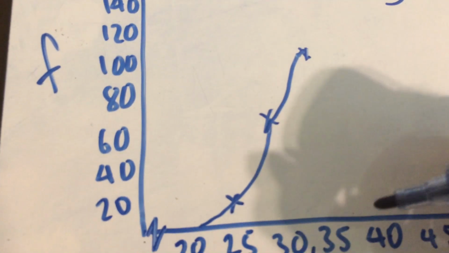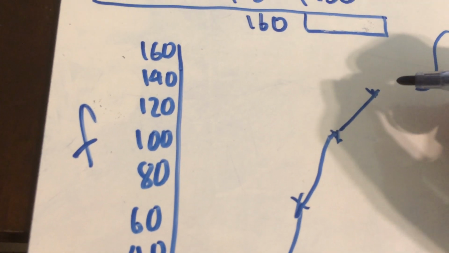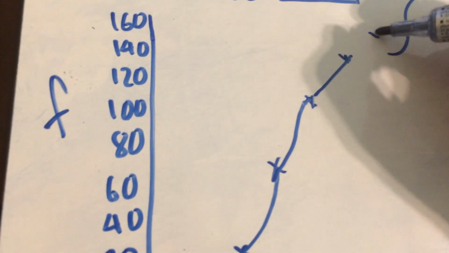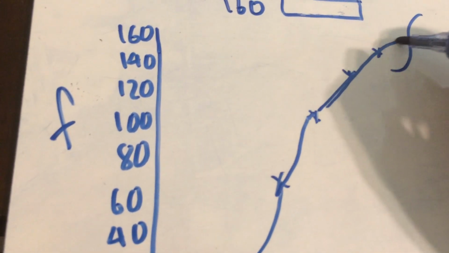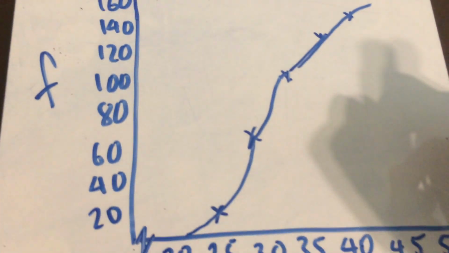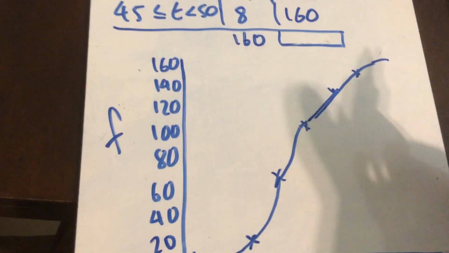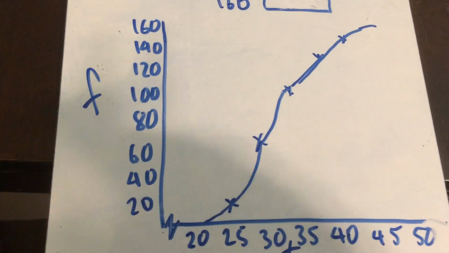133 after 40. 152 after 45. And then it should tail off, so that at 50 I have all 160. So it's not the greatest sketch, but it should fit there.